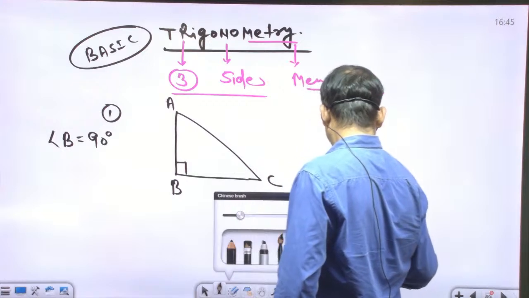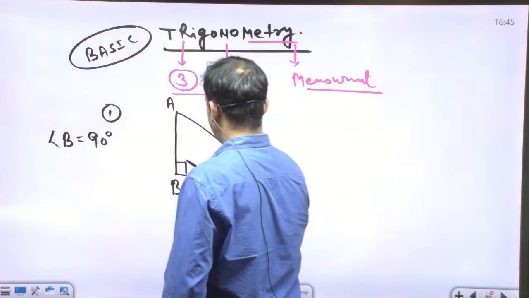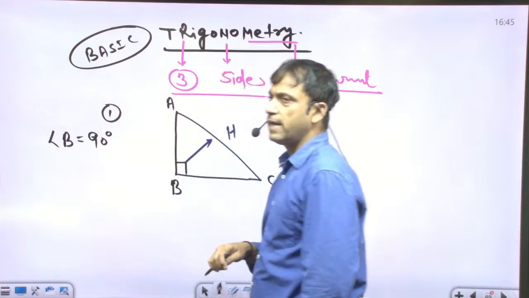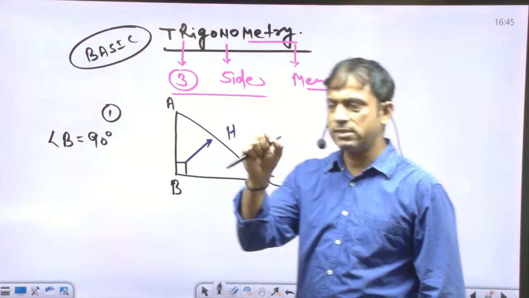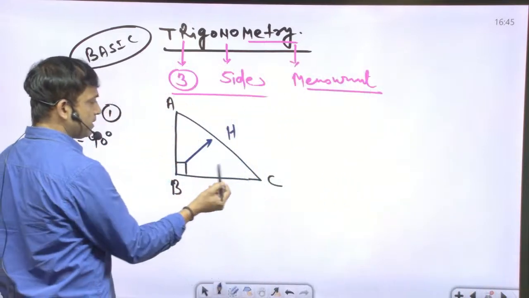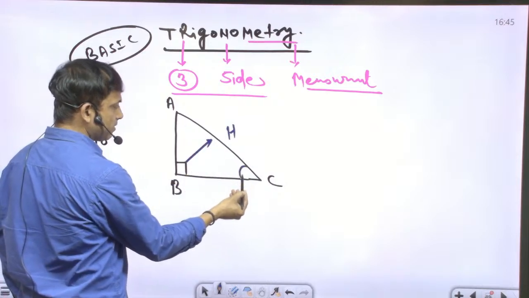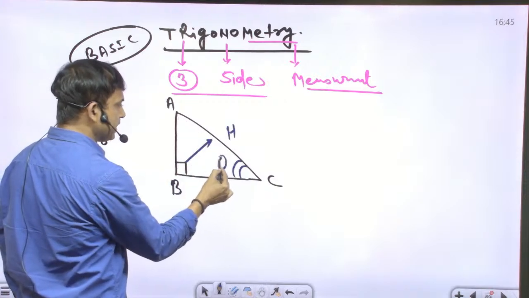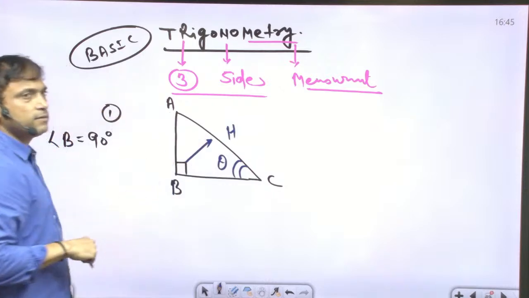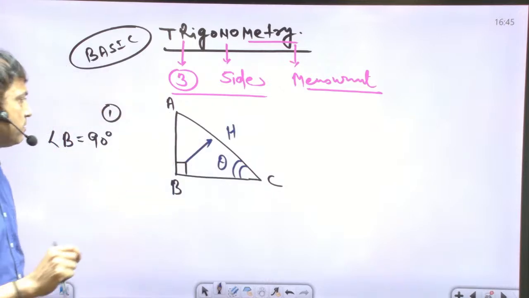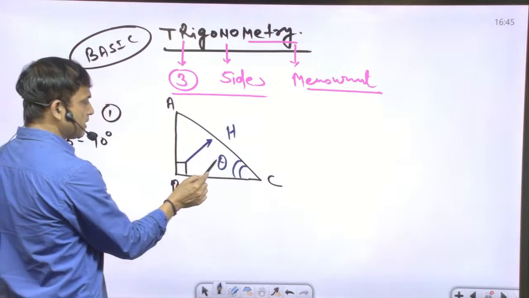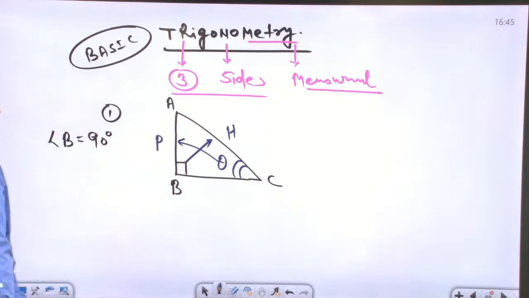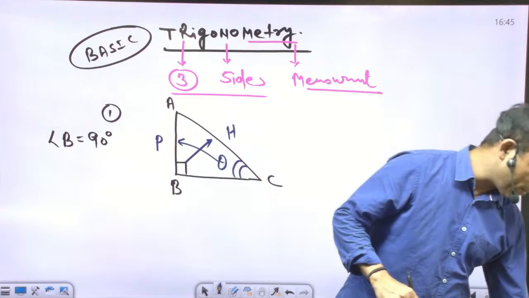In this triangle, the front side of 90 is called hypotenuse, denoted by H. Take one acute angle as theta, either C or A. Take any one of the angles. I will take angle C. You may take A, either A or C. One will be theta. Theta is an acute angle. In front of theta will always be perpendicular.